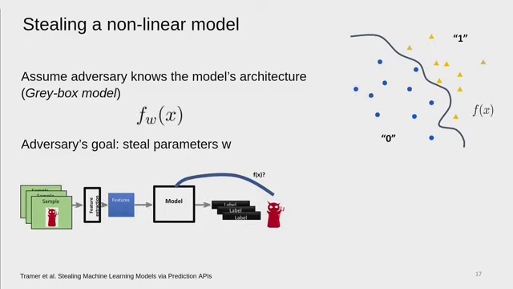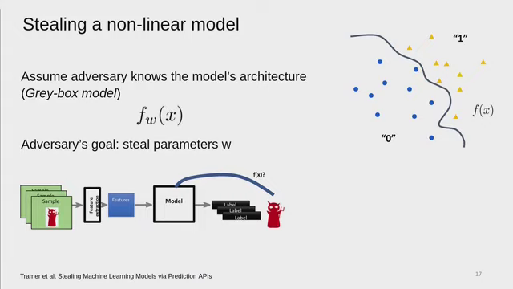As soon as it becomes nonlinear, it gets quite a bit harder, right? Because we don't really know what the function looks like. The function becomes more difficult to model. Assume the adversary knows the model's architecture. We stay in the gray box model. F of w of x, and the goal would be to steal the parameters w that the attacker would like to know.